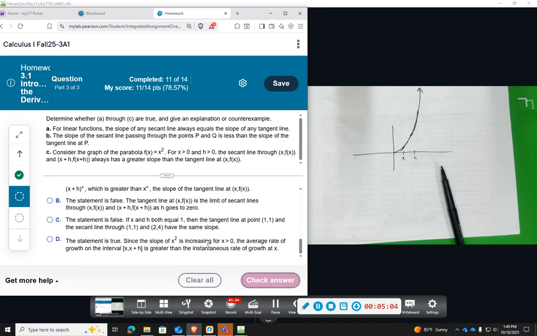Since the slope of x squared is increasing, the average rate of change on the interval x to x plus h is going to be greater than the instantaneous rate of change at x. So that one looks like it describes exactly what's going on.